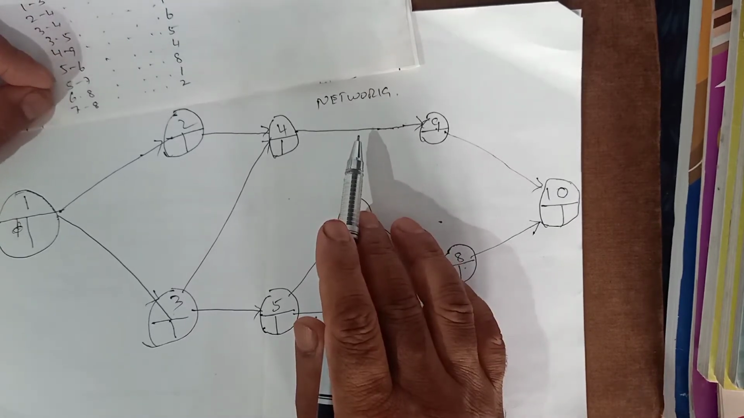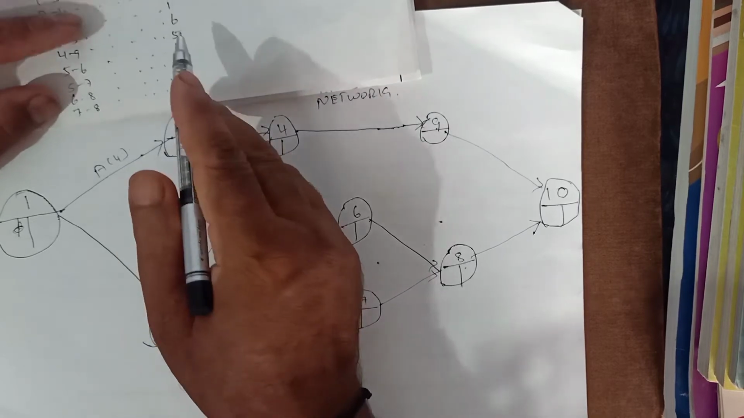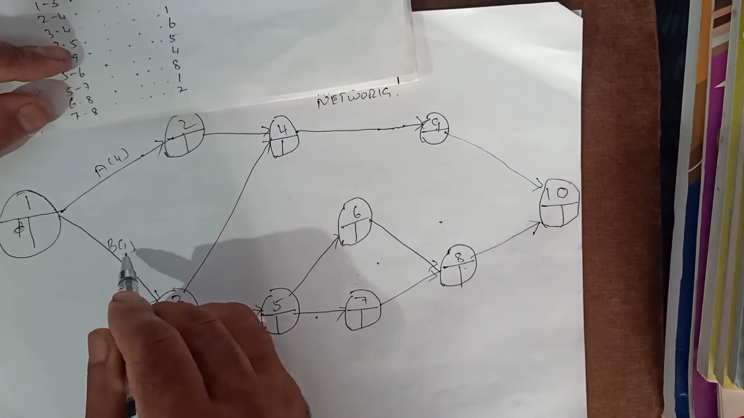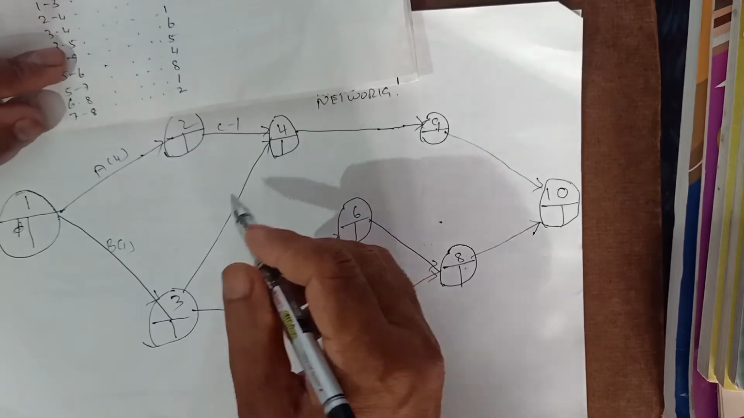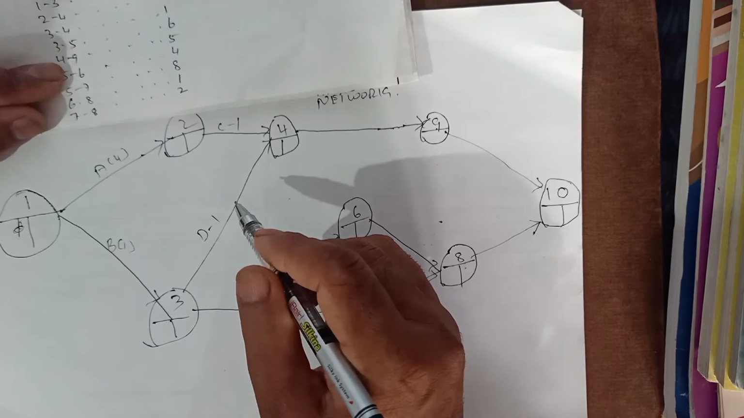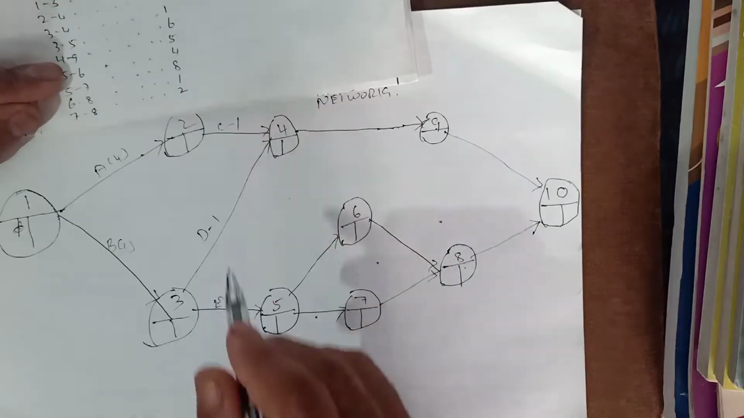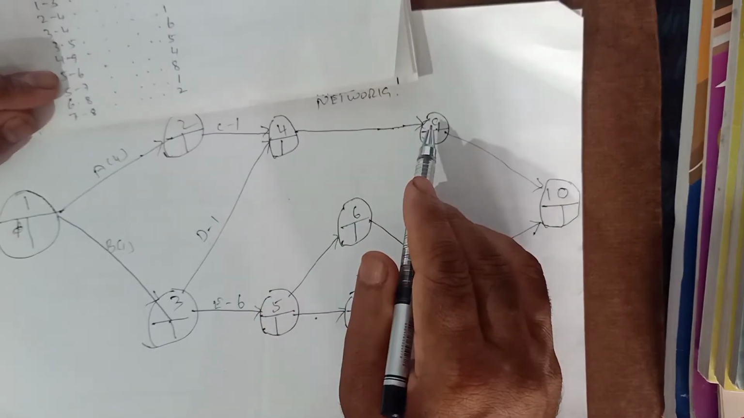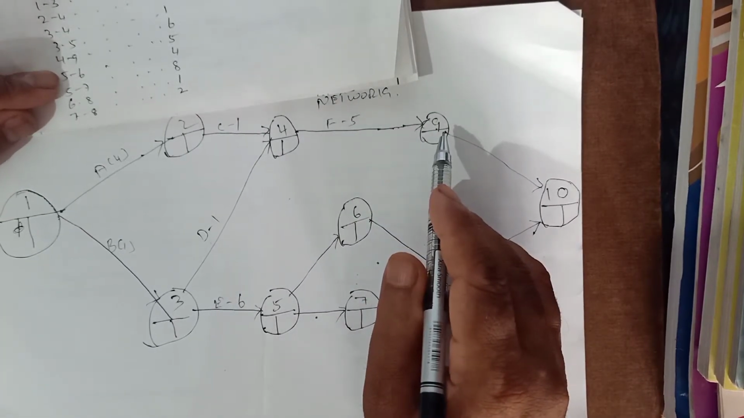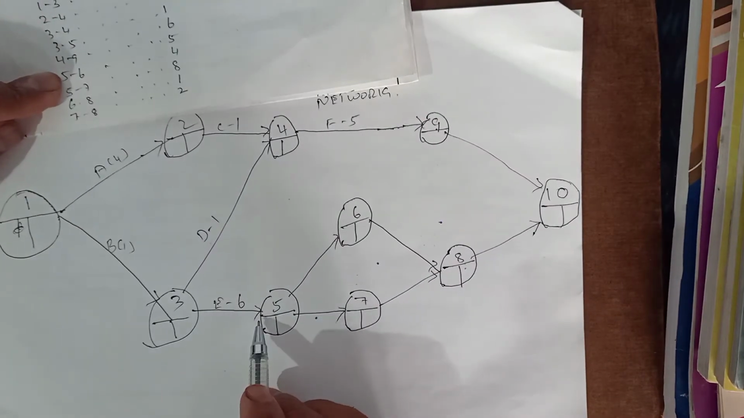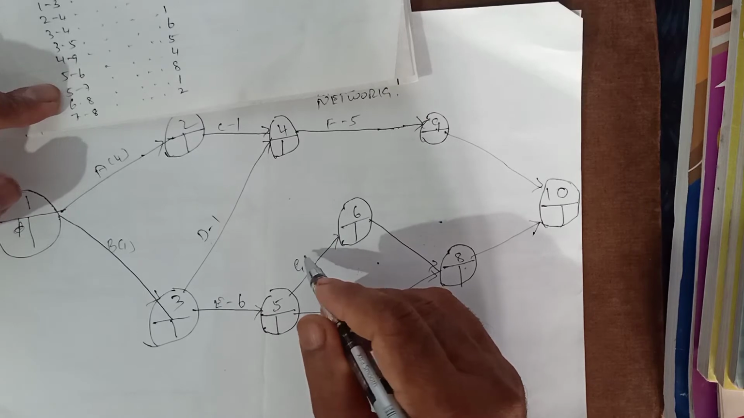This is the network. Then the estimated times: 1 to 2, A is equal to 4, then B is equal to 1, then 2 to 4, C is equal to 1, 3 to 4, D is equal to 1, 3 to 5, E is equal to 6, 4 to 9, after E it is F, the duration is 5 days, then 5 to 6, after F it is G.